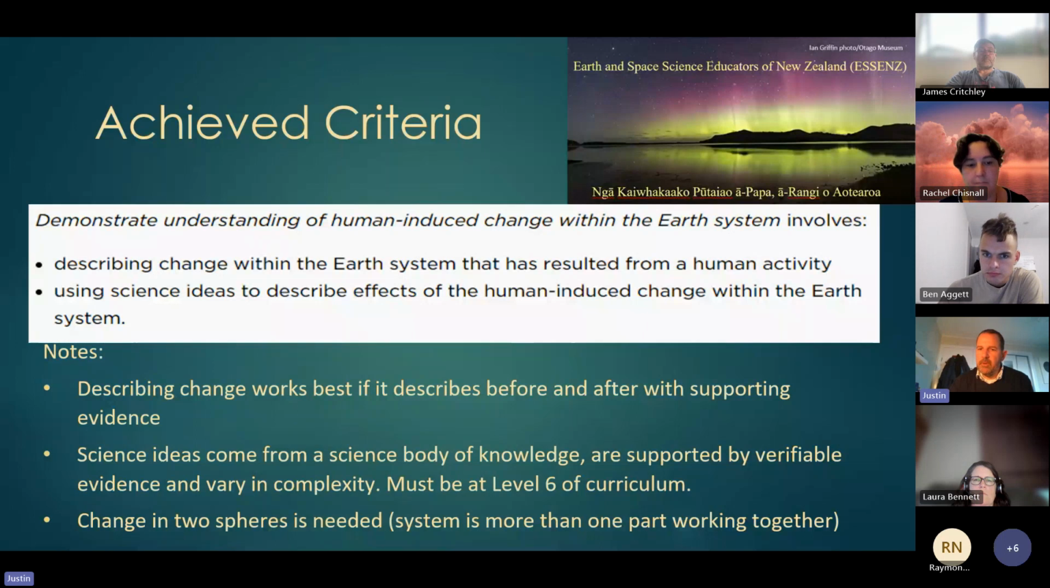And what I'll do is I'll give everybody 5 minutes just to have a look at that, have a read of that. Maybe raise your hand if you're done, if you think you've had a good read of it, and then we can move on. We can have a look at why we think that is an achieved level.